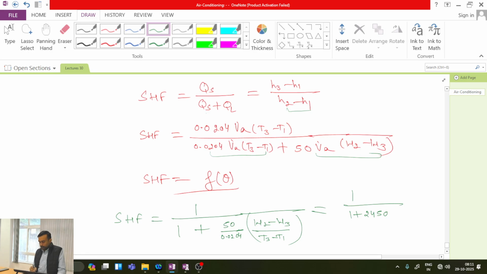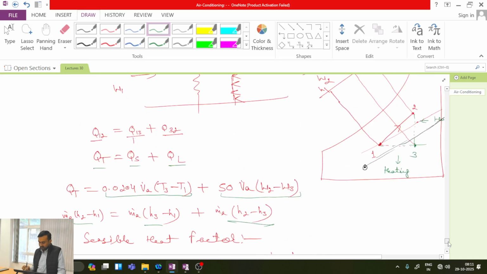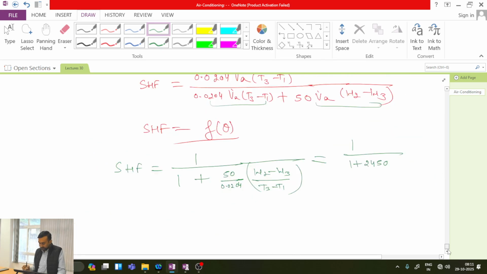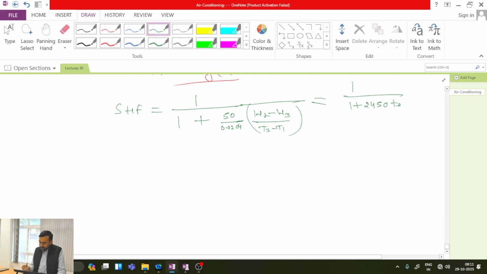Then W2 minus W3 divided by T3 minus T1. What is this? W2 minus W3 is this distance, which is the perpendicular for this triangle, and T3 minus T1 is the base. So it will give tan of this theta. Okay, so I can write it as tan theta. Is this point clear? So it means the sensible heat factor is nothing but a function of theta.